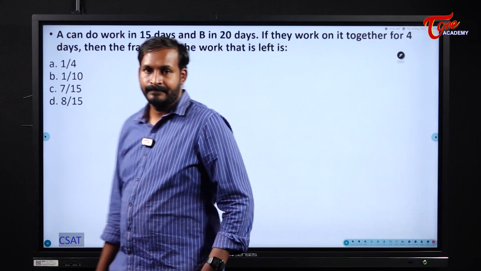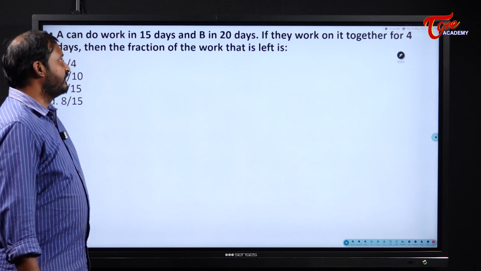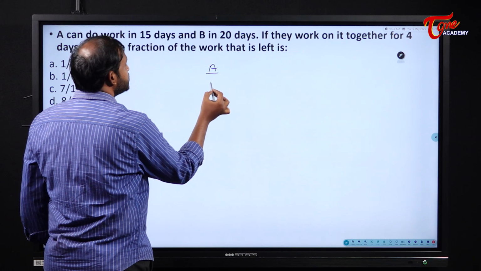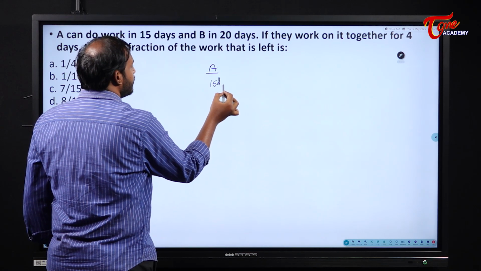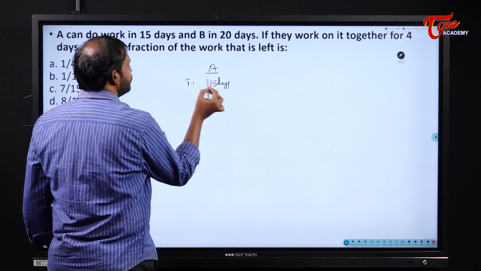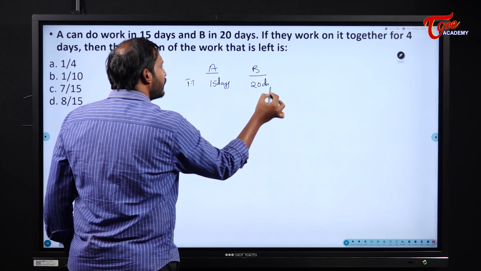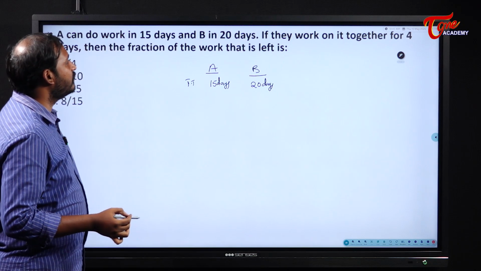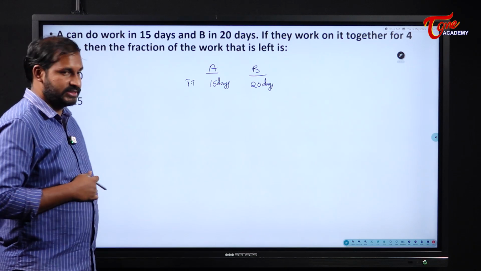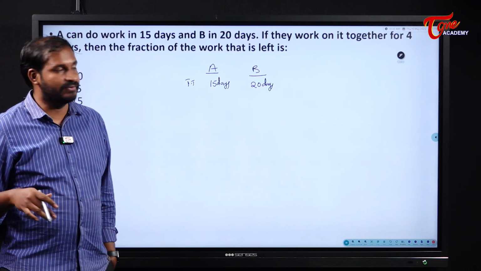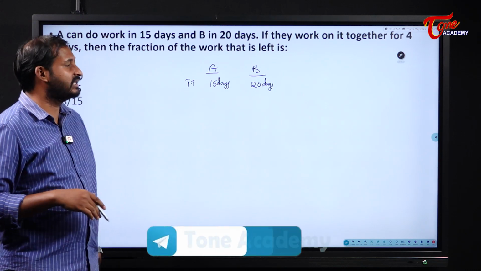Now see here. A can do a work in 15 days and B in 20 days. A can do the work in how many days? 15 days. Time taken by A is 15. And B can do the work in how many days? 20 days. Now, if they work on it together for 4 days, this is a condition, students. Actually, they are not completing the work. Then the fraction of work that is left is.